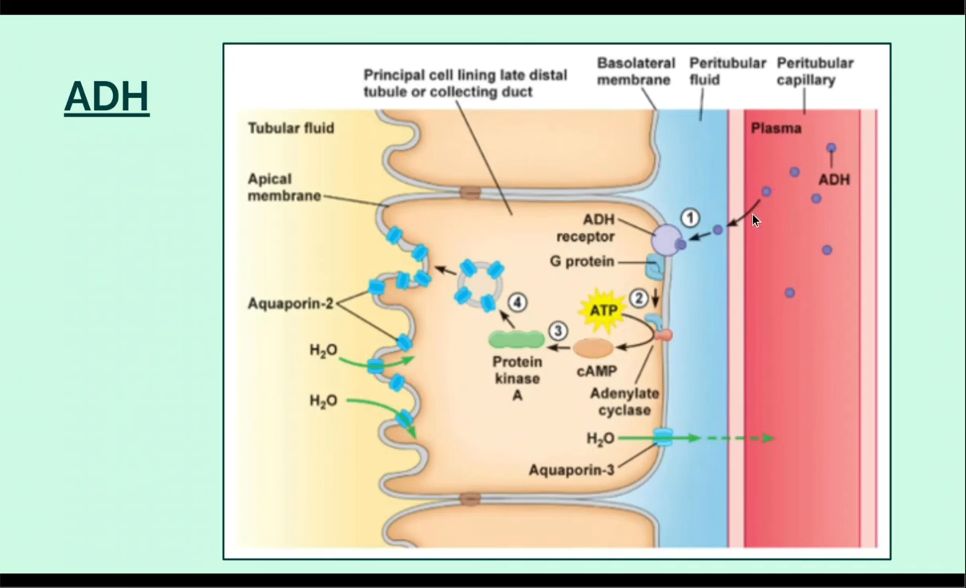So you have the ADH molecule that binds to the receptor, and you can see that's activating this G protein, and it's activating adenylate cyclase, so it's a GS protein. And so you have the formation of cyclic AMP, which activates protein kinase A. This stimulates these vesicles containing aquaporin 2 in their vesicular membrane to fuse with this apical membrane of the principal cells, and this allows the water to enter into the cell and then into the blood, so conserving water.